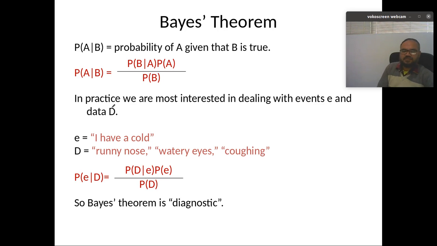In practice, we are more interested in dealing with events and data. Let's say our event is that I have a cold, which is something we have to decide about. And the data that we have is runny nose, watery eyes, and coughing. So we are interested in calculating the probability of cold given the data, given this evidence. We can use Bayes theorem for that. Bayes theorem is basically diagnostic.